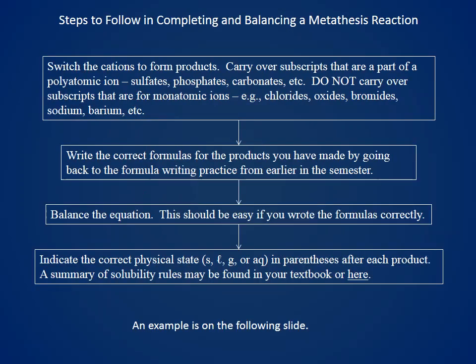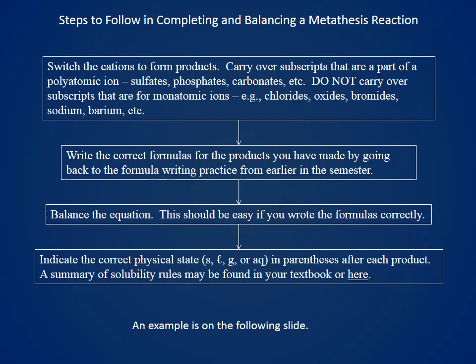In the steps, first, we swap the cations around to make our products, and we carry over the subscripts that are part of the polyatomic ion. So sulfate's SO4, the 4 comes over. Phosphate's PO4, the 4 comes over. Carbonate's CO3, the 3 comes over. You do not carry over the subscripts that are for monatomic ions. So, for example, barium chloride, BaCl2, that 2 doesn't come over. You're just making chloride ions on the other side.